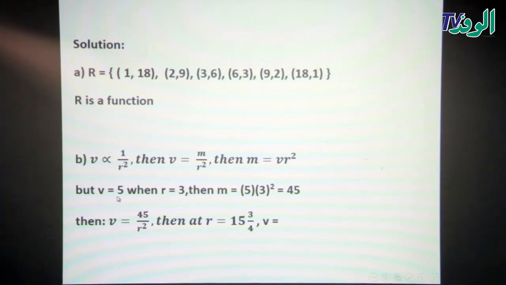We have v equals 5 when r equals 3. Then replace v with 5 and r with 3. We get the constant is 45. Then we have the relation between v and r: v equals 45 over r squared. Then at r equals 1 and 3/4, you know how to solve it. Replace r with this mixed number, then use your calculator to evaluate the velocity. Okay, in a little while we will come back to complete the rest of the revision.